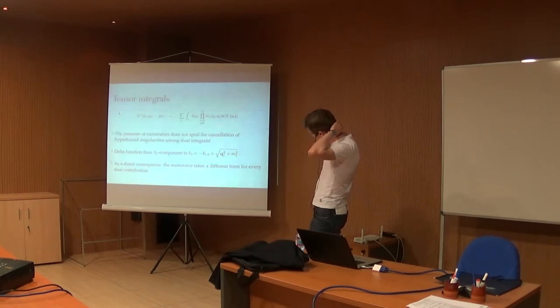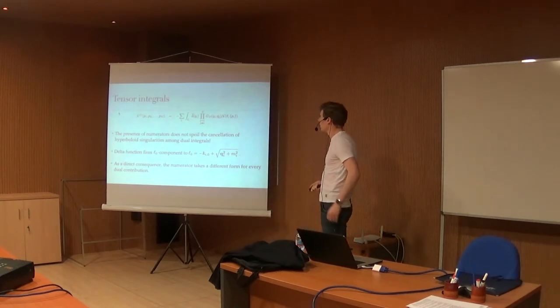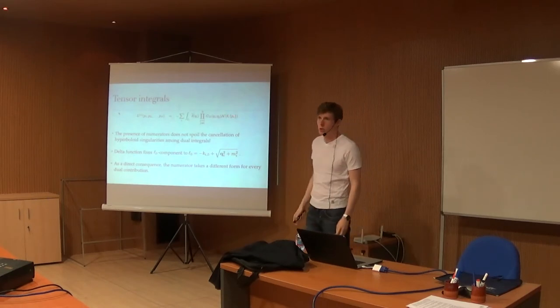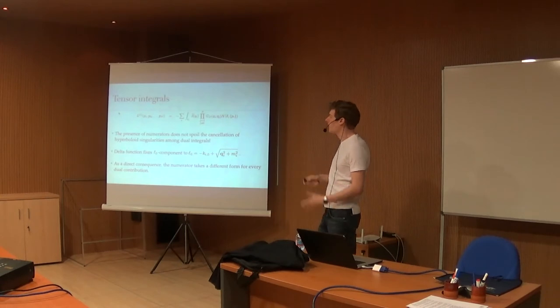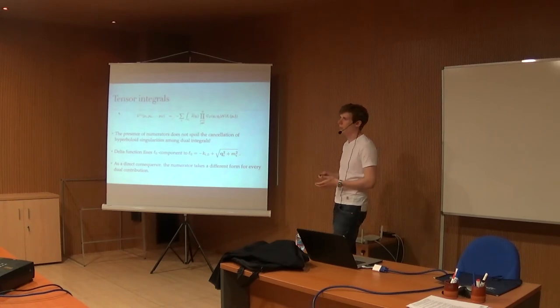Okay, then the next thing to do is tensor integrals. In a tensor integral, what you usually have is the expression that you already know, plus some extra numerator function, which is usually a function of the loop momentum L and some of the external momenta P. In our case, we often used a contraction of L and some external momentum, for example L dot P1 or something like that.